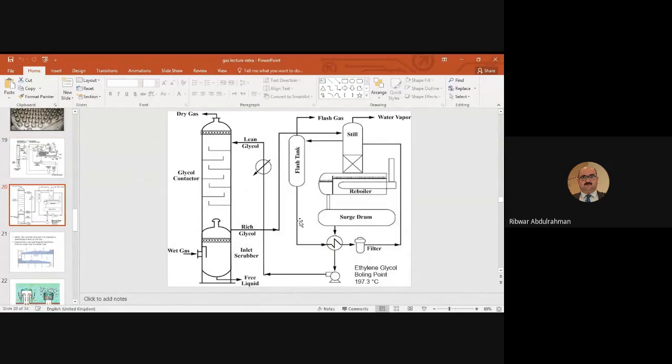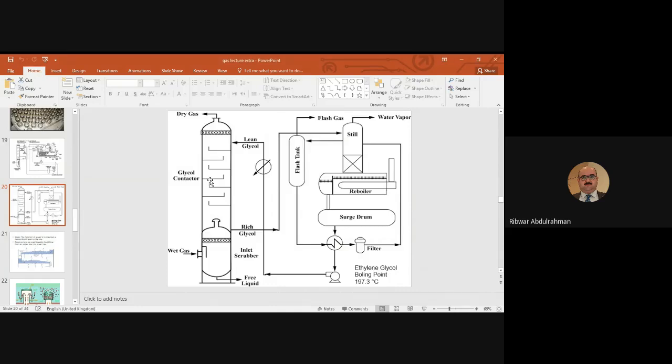Here, as you can see, this is the natural gas dehydration process using glycol. So here we have the absorber tower. Here we have the regenerator tower. So this is the heart of our process. Here the gas will be dehydrated and dried.